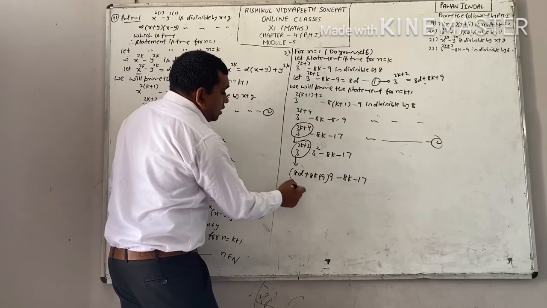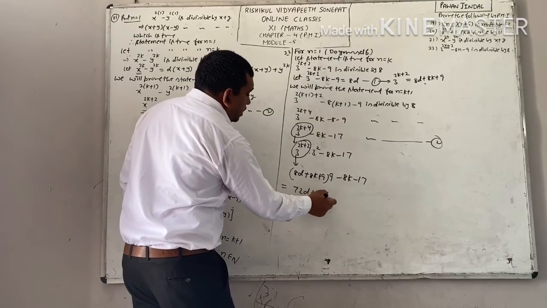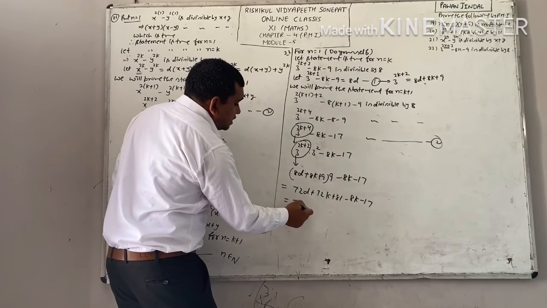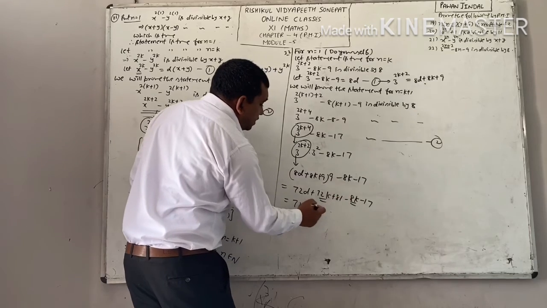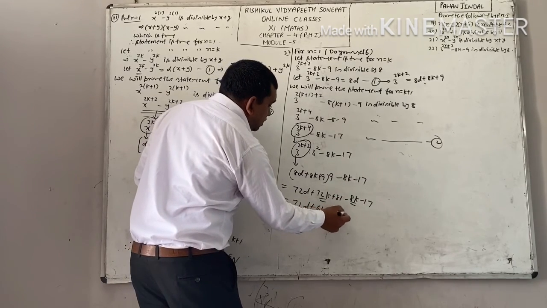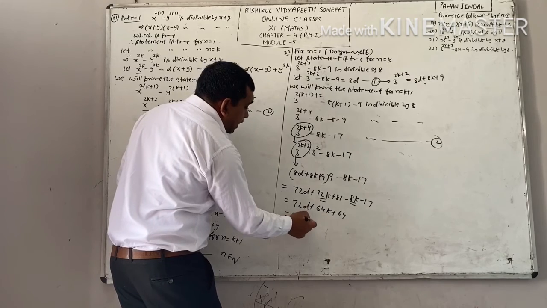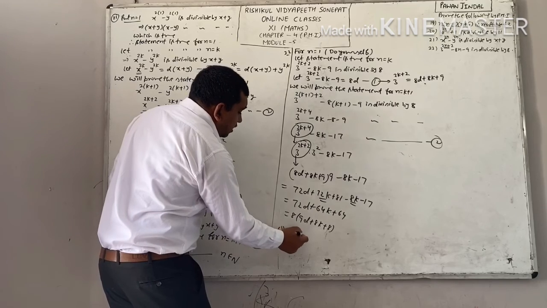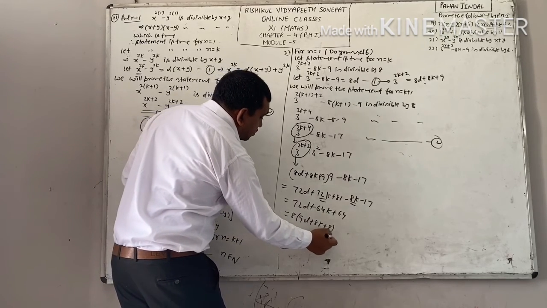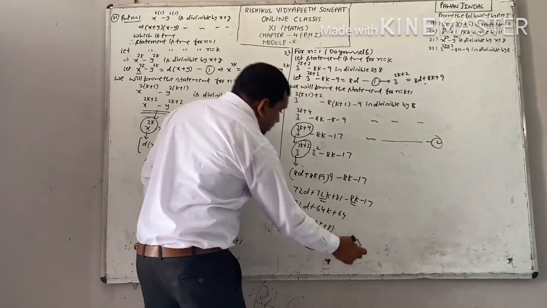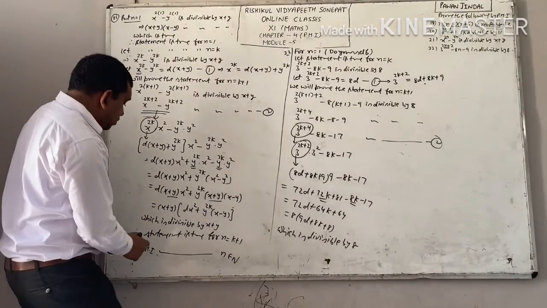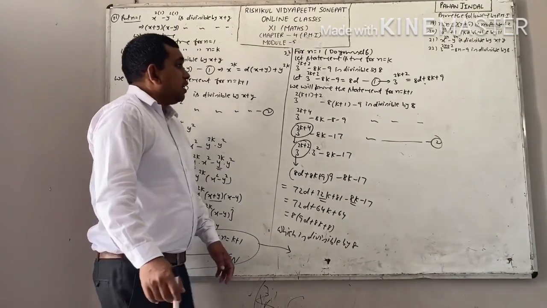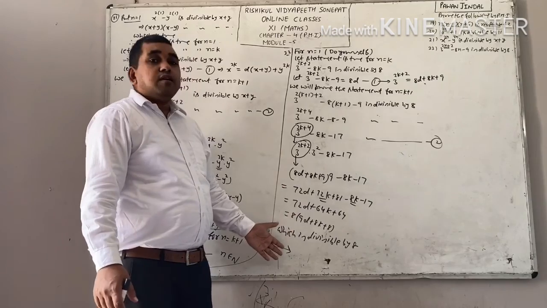Open the bracket. This is your 72d plus 72k plus 81 minus 8k minus 17. Simplify this one: 72k minus 8k is 64k, so this is your 72d plus 64k plus 64. Take 8 as common. You will get 8 into 9d plus 8k plus 8, which is divisible by, sorry, not x plus y, it is divisible by 8. In this way we can prove. Thank you.